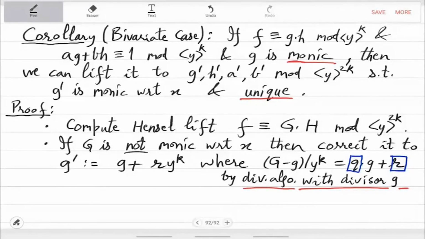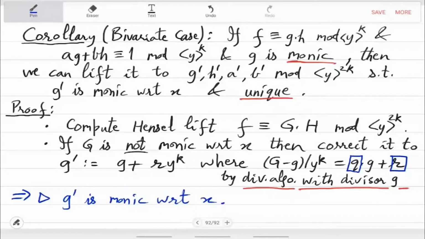So just observe that G prime is monic with respect to x. Why is that? Well, because by this division algorithm, R has a lower degree in x, and we are perturbing G only by lower degree terms, multiplying by y raised to k, but that won't affect the monic assumption on G. So the new polynomial G prime is also monic. Okay, that is the trick.